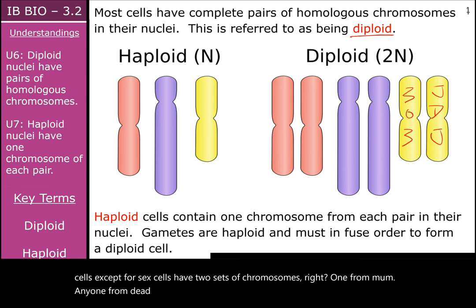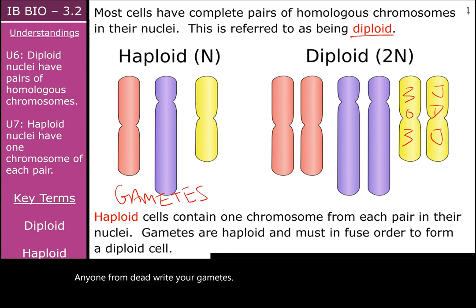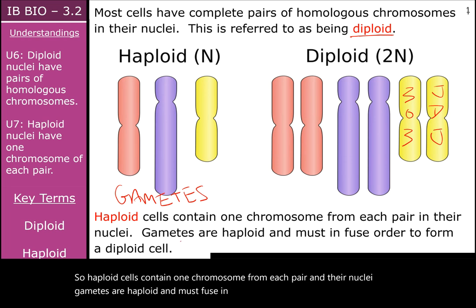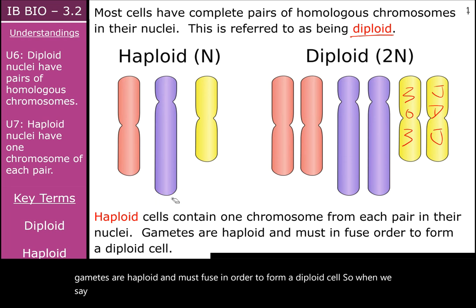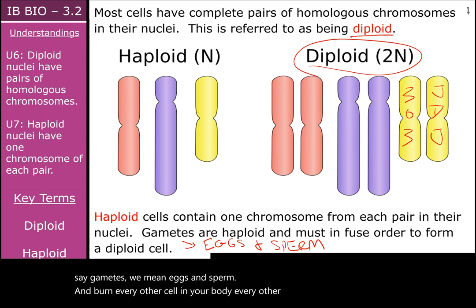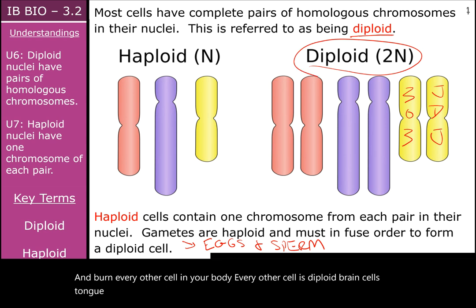Your gametes are haploid. So haploid cells contain one chromosome from each pair in their nuclei. Gametes are haploid and must fuse in order to form a diploid cell. So when we say gametes, we mean eggs and sperm. Every other cell in your body is diploid. Brain cells, tongue cells, butt cells, they're all diploid, right?